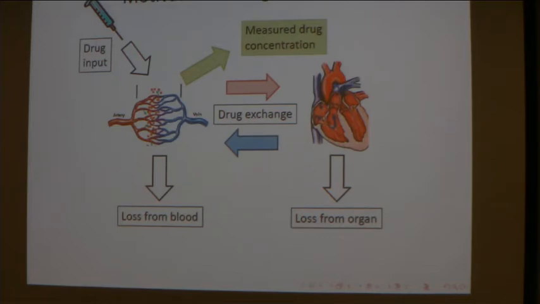Okay, and so what somebody in pharmacokinetics might do is to write down all of the possible places the drug could go, right? So the drug is put into the bloodstream. It could get lost or degraded in the blood. There's some exchange into the organ that you're targeting, and then of course there could be some loss as well. So here's the basic picture.